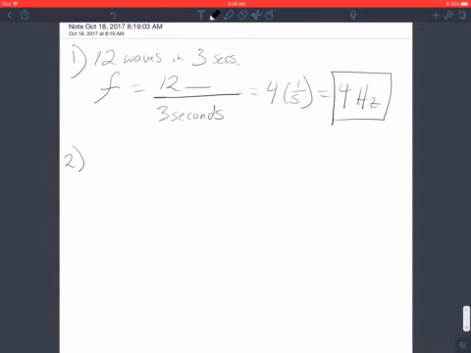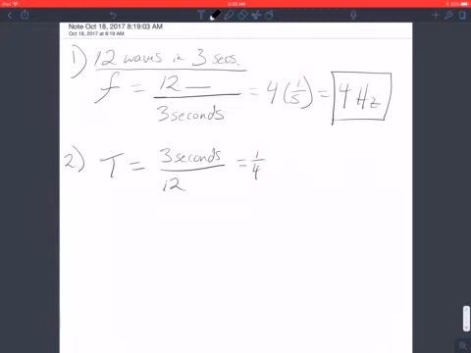Our second one asks us about the period. Now it's the same information, 12 waves in 3 seconds, but the period is the inverse of the frequency, which means they're flipped. Now I have 3 seconds for 12 waves. Now remember, there's no unit for waves. And 3 out of 12 is 1/4.